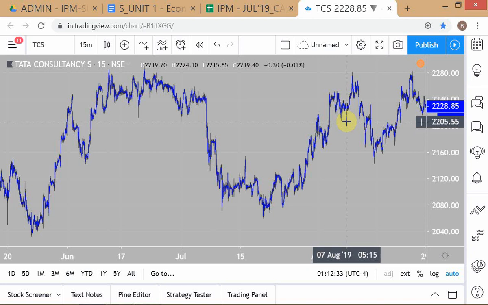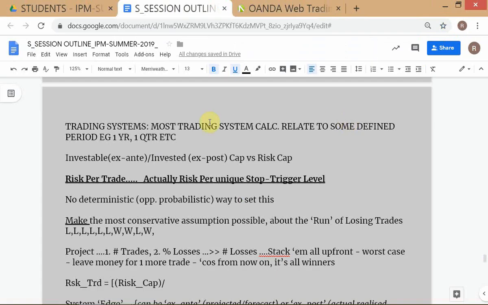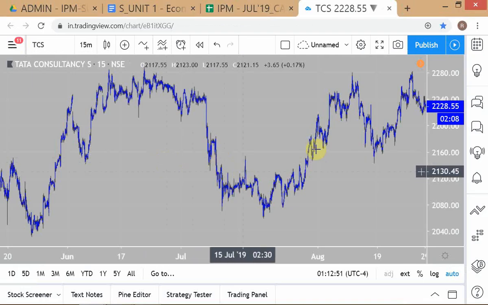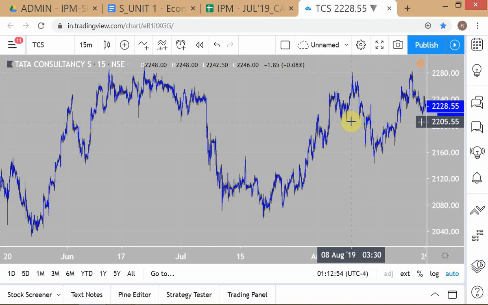You remember all that? So this again would have had to follow the risk per trade rules of the short-term trading system. So actually when we say risk per trade, what we really mean is risk per unique stop trigger level, because it is actually not one trade. You understand what I'm trying to say? The writing is there in your notes, but understand what it means. Strictly speaking, it's not risk per trade, we use it because it's a brief expression, but it's actually risk per unique stop level.